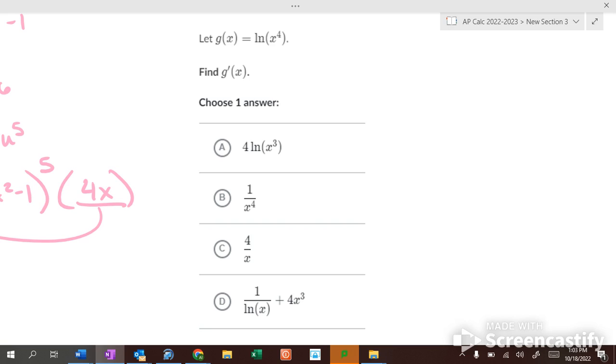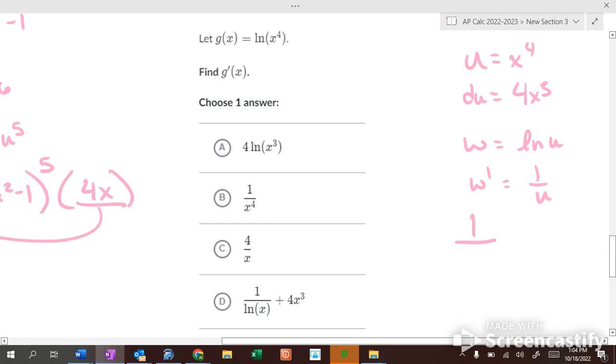Okay? So in this one, what is u? x to the 4th. So what would du be? 4x to the 3rd. What is w? ln of u. What is the first derivative of w? 1 over u. Actually, we should not use x, you should say the ln of u, and 1 over u.